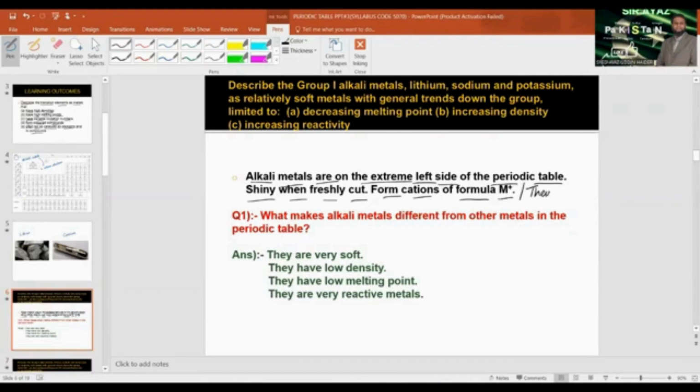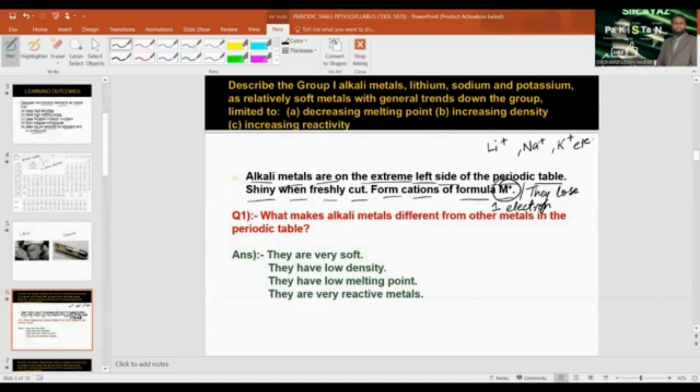They lose 1 electron to form a positive ion or cation. The formula will be M+. M will be any metal from group 1. For example, it can be Li+, Na+, K+. What is common in these? They all are losing 1 electron.